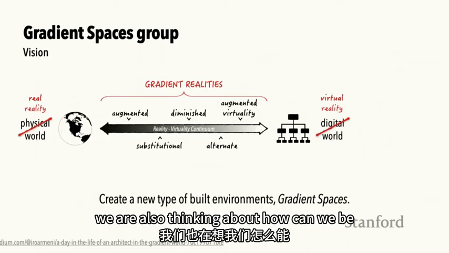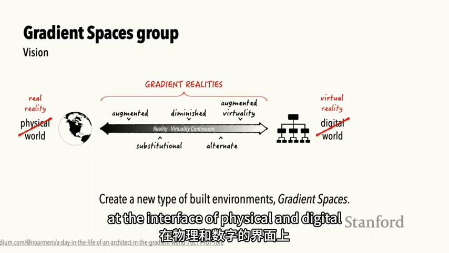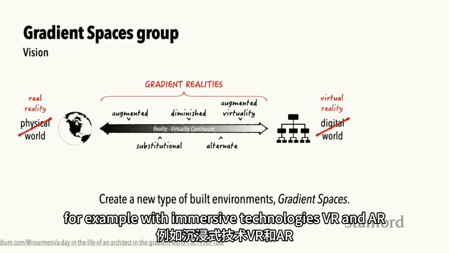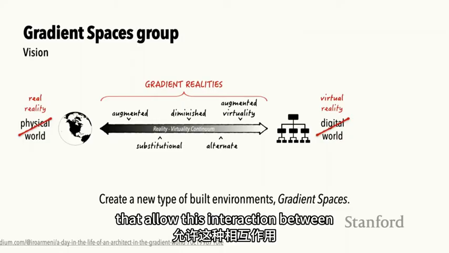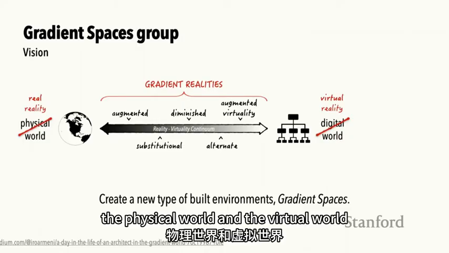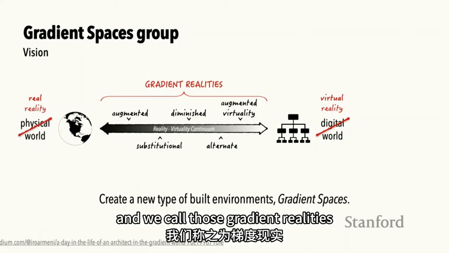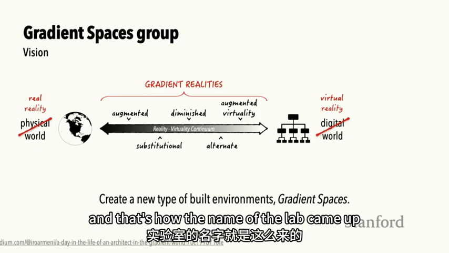And although this is a little bit further from what robotics is doing, we are also thinking about how we can be at the interface of physical and digital, for example, with immersive technologies, VR and AR, and how we can design physical spaces that allow this interaction between the physical world and the virtual world. We call those gradient realities, and that's how the name of the lab came up, Gradient Spaces.